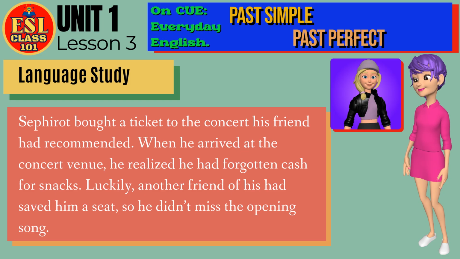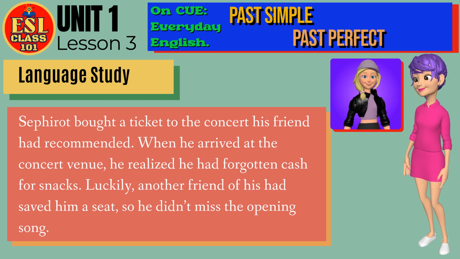What are the two actions mentioned in the first sentence? The first action is that Sephiroth bought a ticket for the concert. The second action is that his friend had recommended the concert to him. How is the first action different from the second action? The first action was completed earlier. The second action happened afterward. Which tense was used to show the earlier action? Past perfect. Which tense was used to show the later action? Past simple. Great job, Lita.